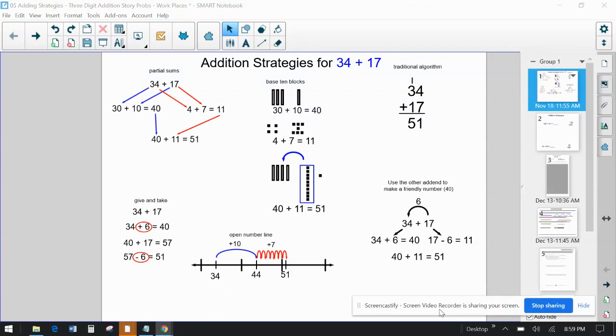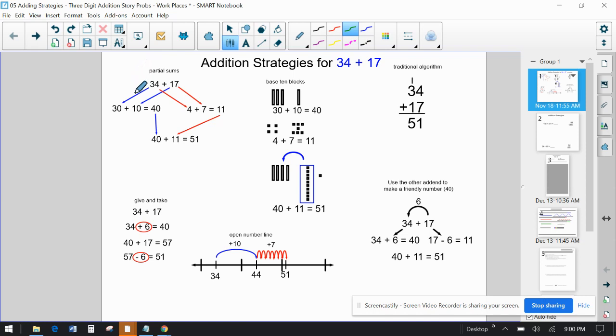So today we're going to take a look at addition once again. We are going to review some of the strategies that we've used throughout the school year. Some of these strategies are very similar to each other. They kind of go hand in hand. So I'm going to point that out as we are moving along here.